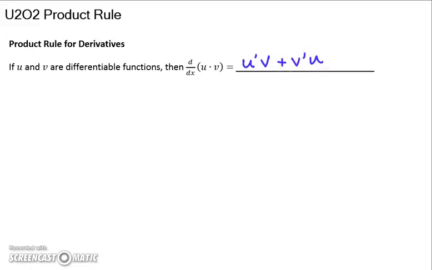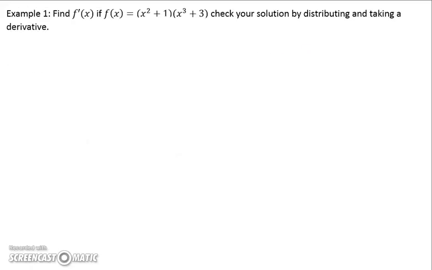Now this is one that a lot of people have trouble with seeing at first. It's one that's kind of easy to overlook, so we have to be careful. We have to keep an eye out for any time we have something with an x times something with an x. This one's, like I said, kind of easy to look over. So let's look at an example and see what this is actually going to look like.